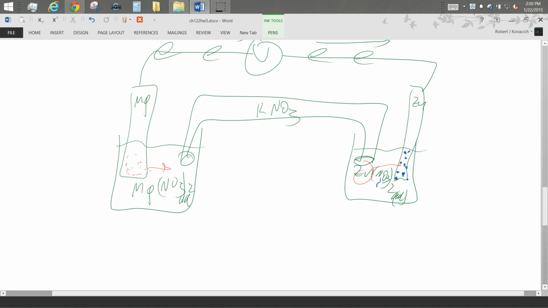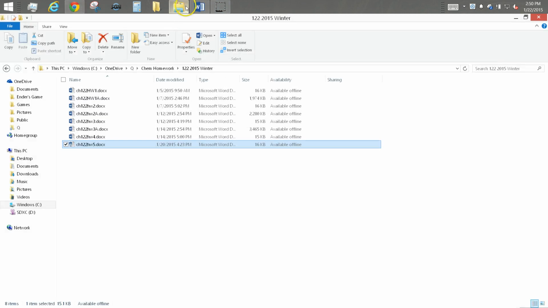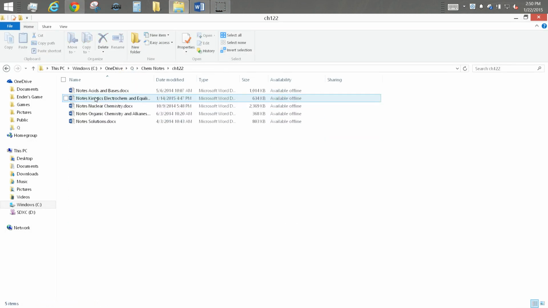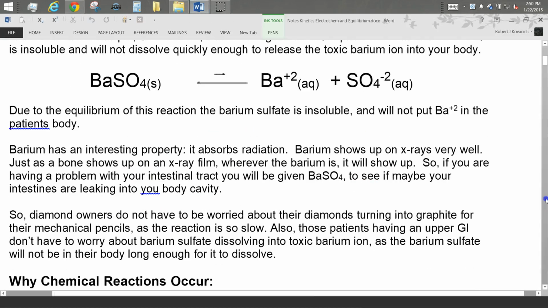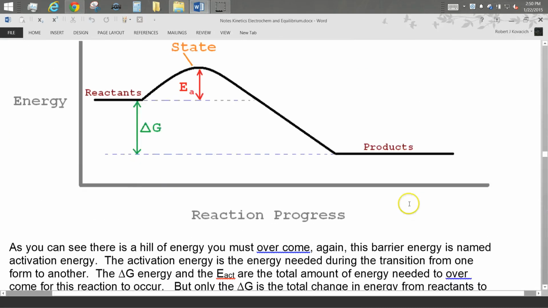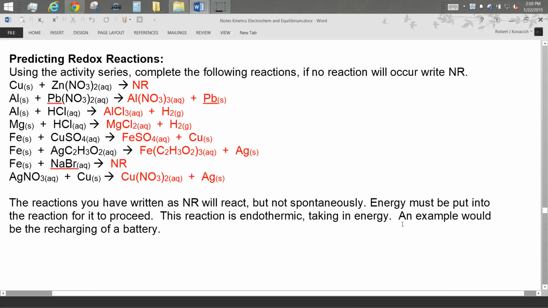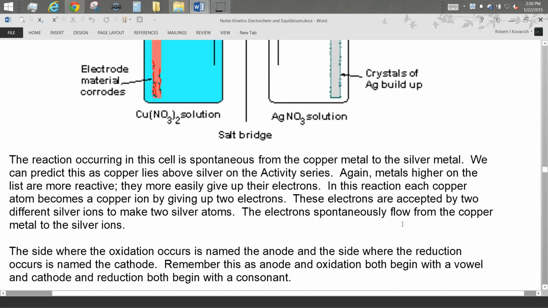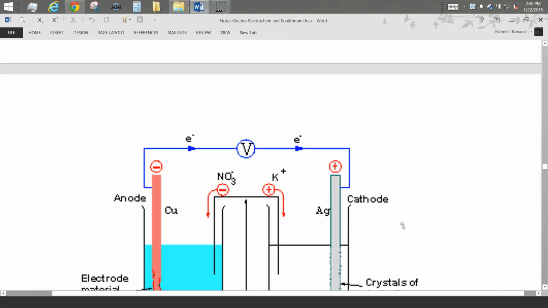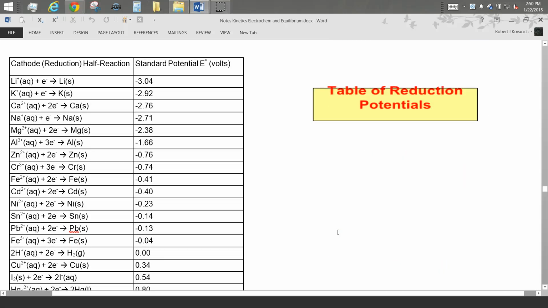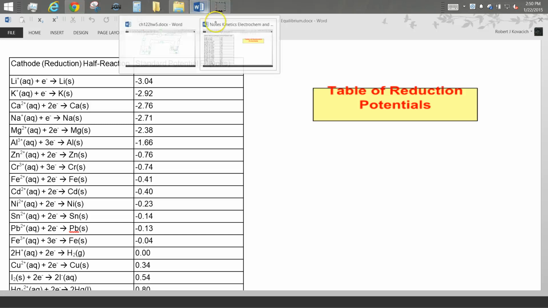Okay, so let's calculate a voltage. So let's look at the notes. So it was magnesium and zinc. So the magnesium is written backwards up here, correct? So the magnesium is going to be generating a 2.38 voltage.